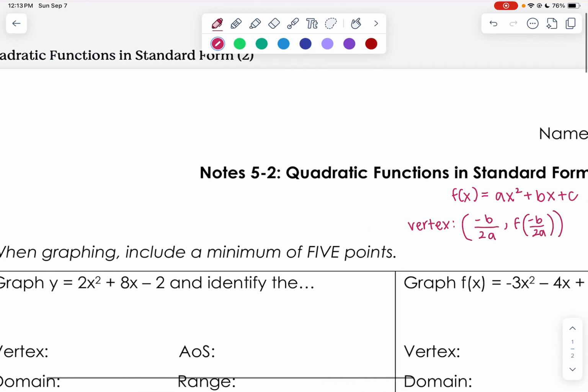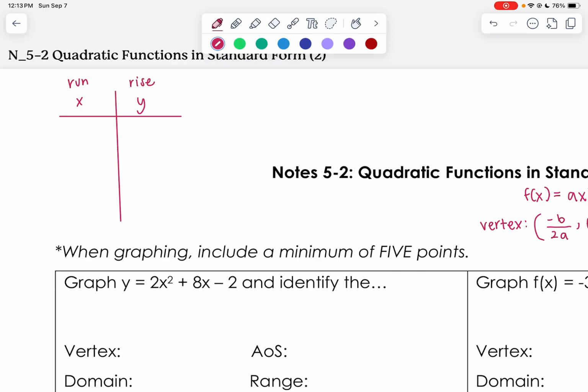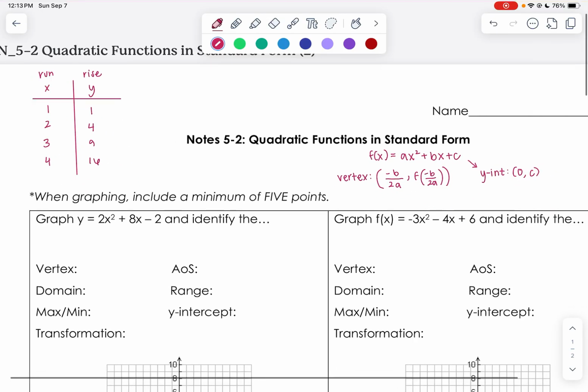Now, remembering back to all the graphing ones that we've done, I'm still going to use that run rise because this is your x and this is your y. So remember that a is going to help you out with the run rise to find some other points. So remember that it went over 1 up 1, over 2 up 4, because 2 squared is 4, over 3 up 9, over 4 up 16, over 5 up 25, so on and so forth. So I'm still going to be kind of using that rule to help me graph these, okay?